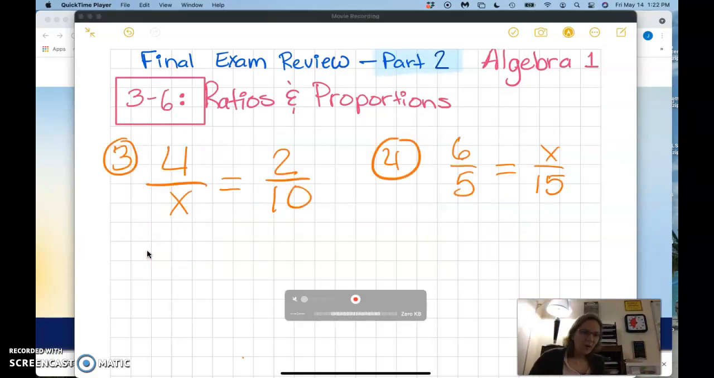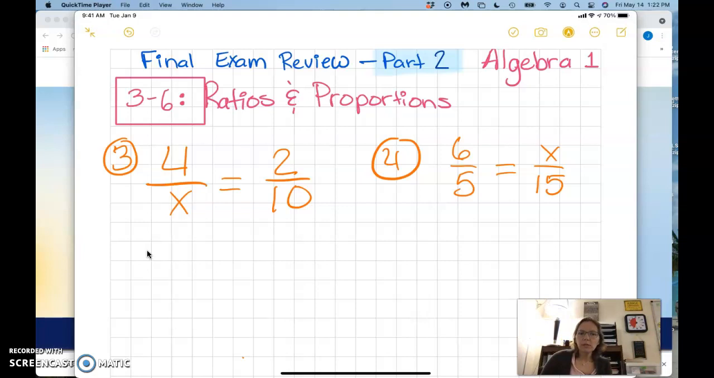Okay, so now we're going to solve some proportions. These are called proportions because these two ratios equal each other, but we have a missing number. So to find the missing number, we're going to cross multiply and then solve the equation. So 4 times 10 and 2 times x. Now what do I do?